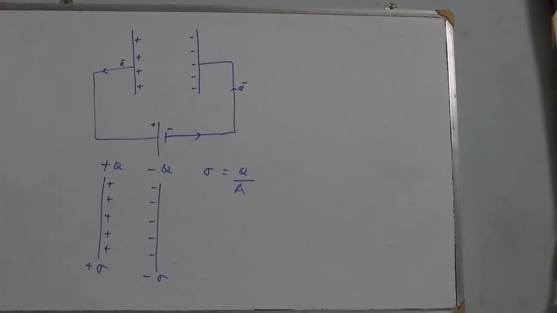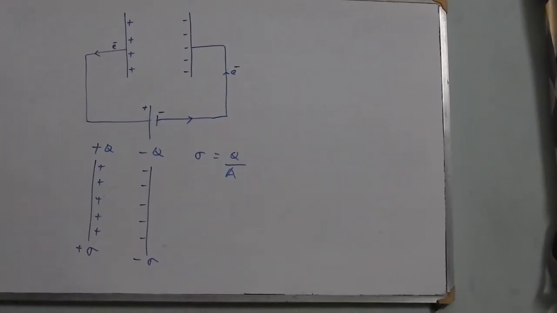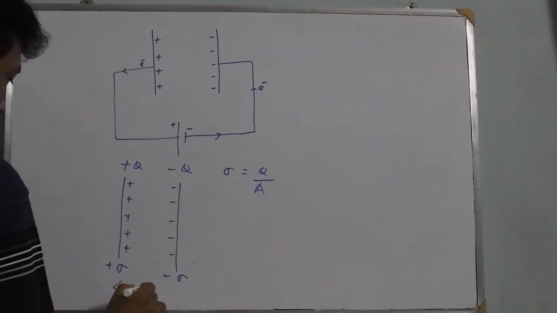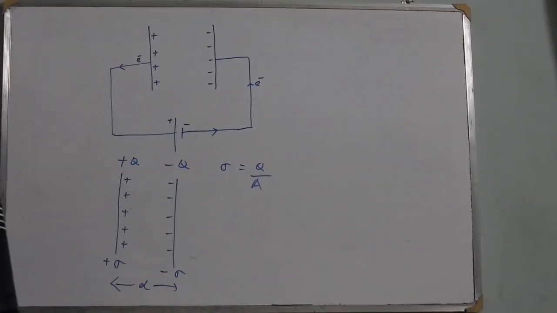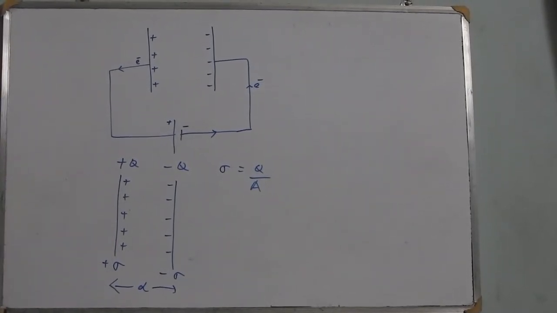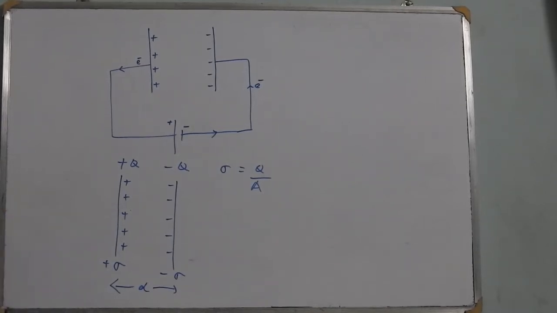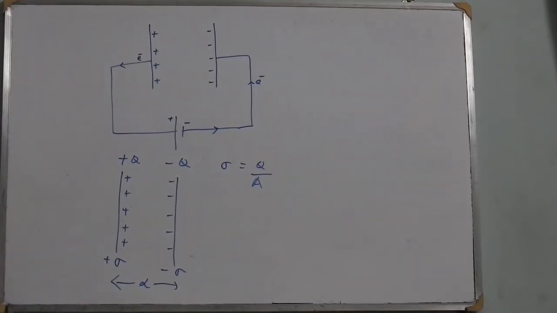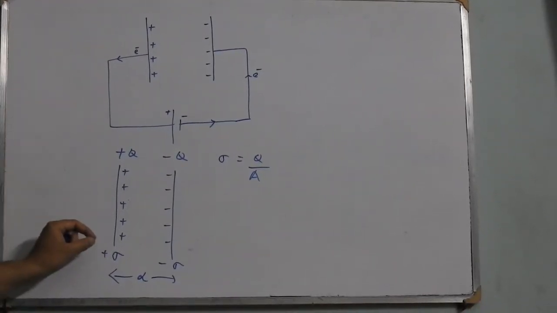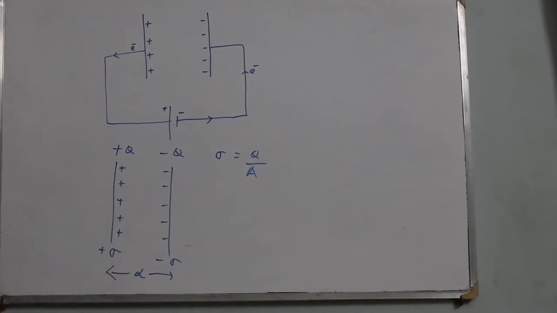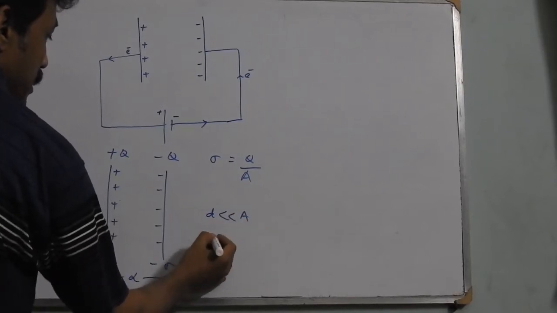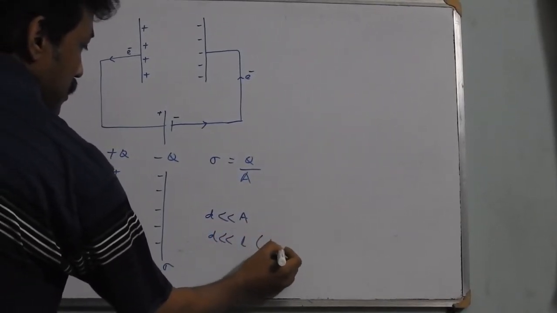The area of the plates are identical, but the separation between the plates is much smaller compared to the dimensions of the plate. If the separation between the plates is d, then d is much less as compared to the length of the plates or the area of cross section of the plates or the dimensions of the plate. So you can assume that the capacitor plates are of large dimensions or infinite dimensions with respect to the separation between the plates.